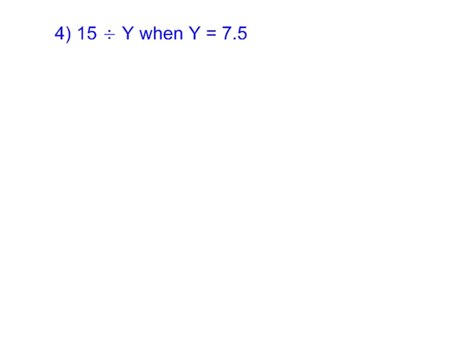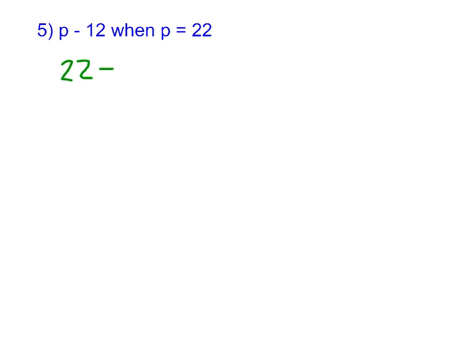Problem number 4, 15 divided by y when y is 7.5. So this would be 15 divided by 7.5, which is 2. Problem number 5, p minus 12 when p is equal to 22. So this would be 22 minus 12, which would be 10.